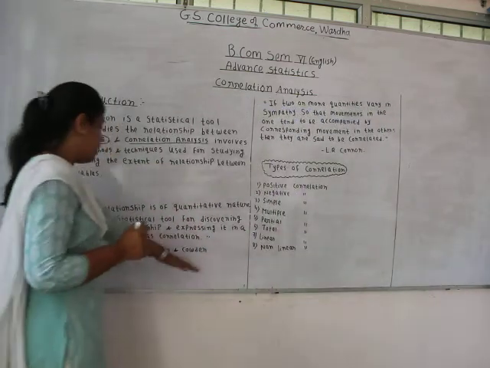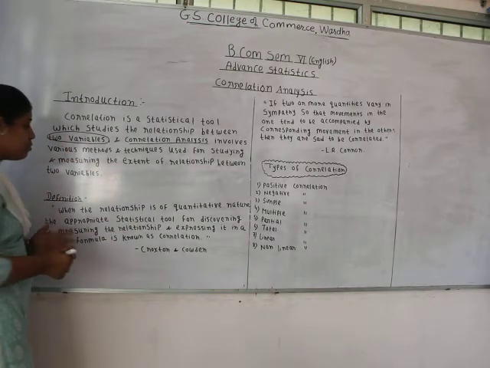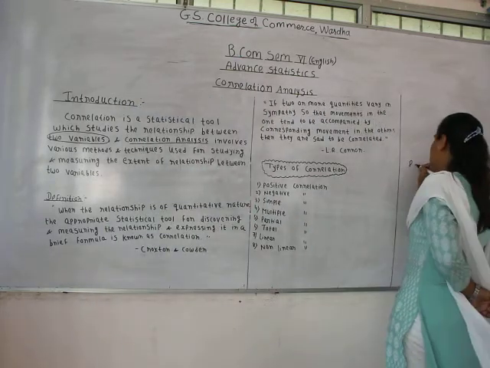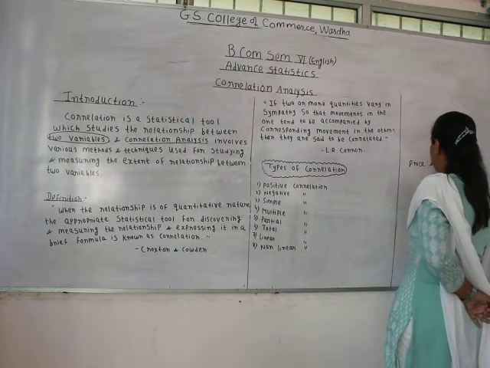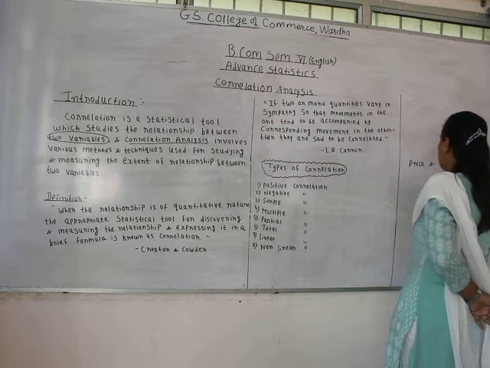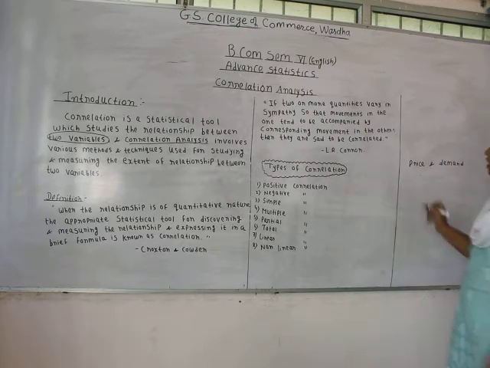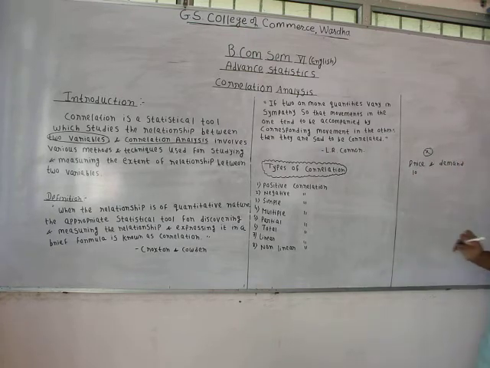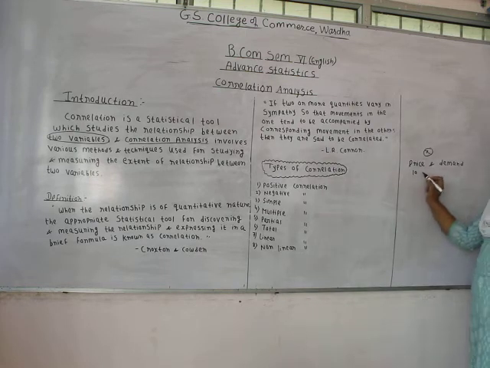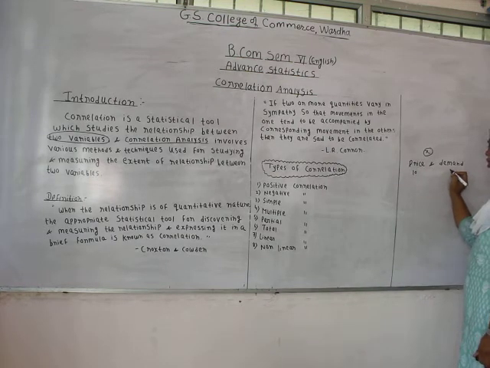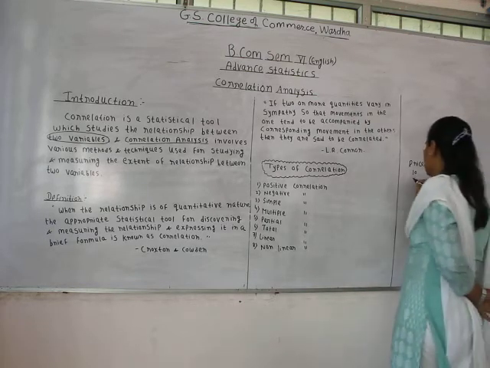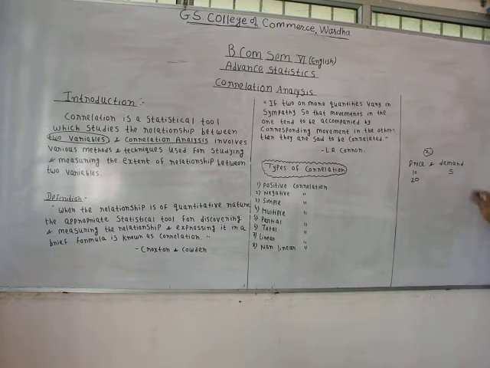So Croxton and Cowden say that when the relationship is of quantitative nature, like price and demand. Okay, so we will assume the price of some commodity X is 10 rupees in the market, and at this price the demand for this commodity is 5 units. Then when the price increases from 10 to 20, the demand reduces from 5 units to 3 units.